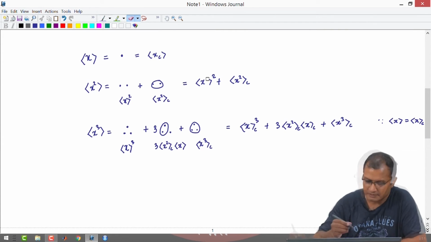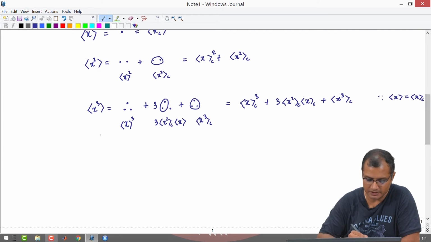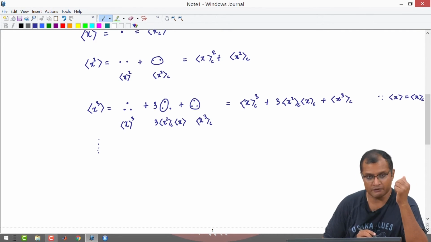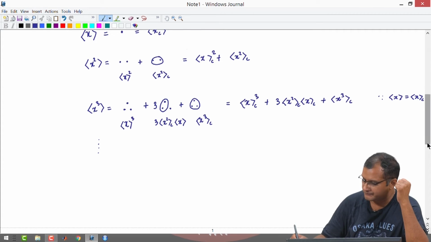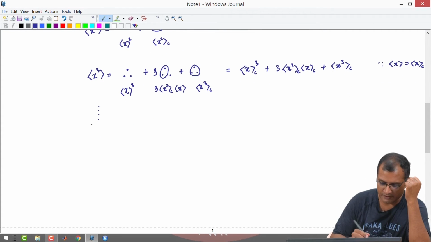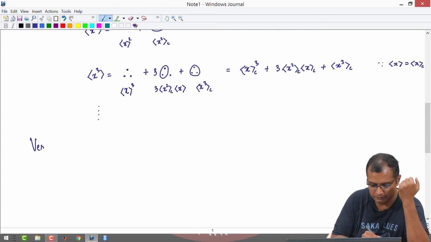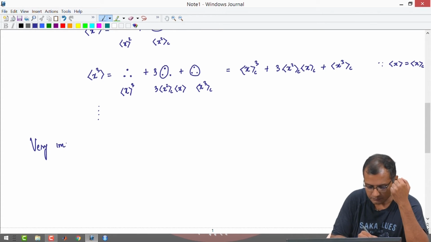So, this is right. This way you can continue and compute the fourth moment and so on and so forth. So much for the recap. We will now progress to some very important distributions in statistical mechanics.